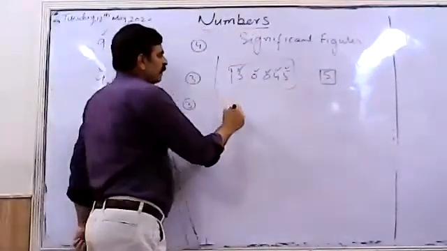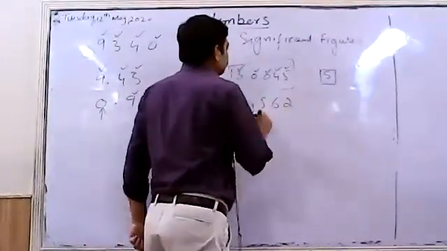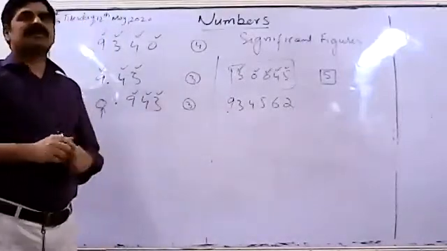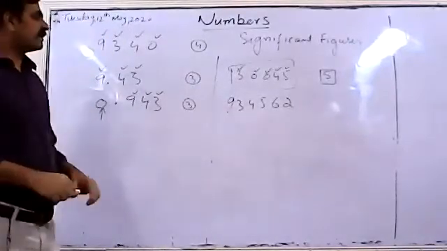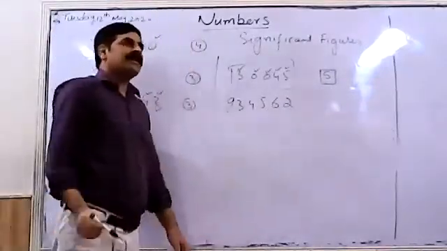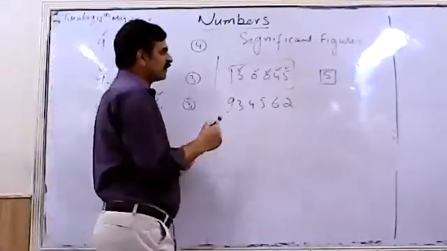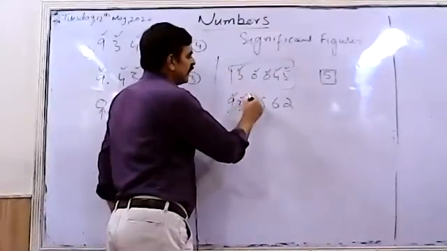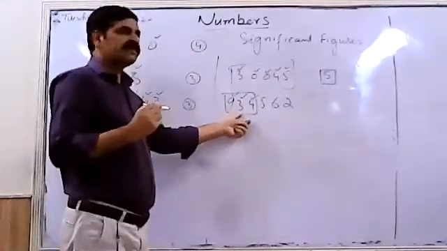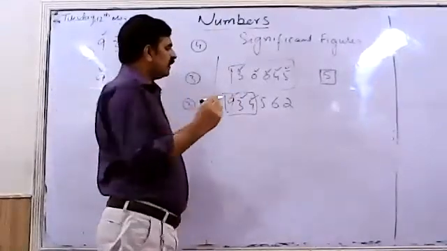If it's written 9, 3, 4, 5, 6, 2. Generally, in mathematics, in the O-level exam, the answer is required up to 3 significant figures. So 1, 2, 3, 4, 5, 6. There are 7 digits. If we want to write this value up to 3 significant figures, first, second, third: 9, 3, 4. These are the first 3 significant figures. So we will write our answer up to 3 significant figures only.